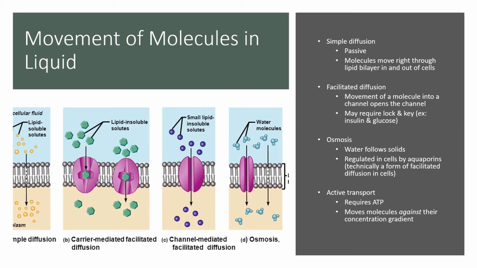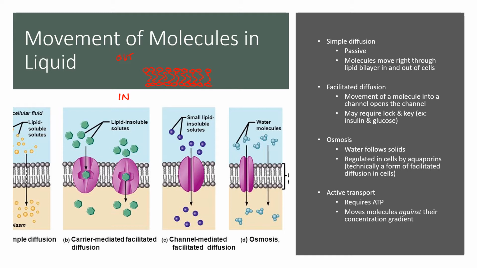Different types of diffusion. Simple diffusion is totally passive. Molecules move right through the lipid bilayer in and out of cells. And this picture over to the left that I accidentally cut off showed that nicely, but I'll sort of redraw it. So you have a lipid bilayer. I'm just going to draw squigglies in there for the phobic part. Okay, you have the inside and the outside of the cell. When I make these drawings, if I don't label it, the outside is usually the top and the inside is usually the bottom.